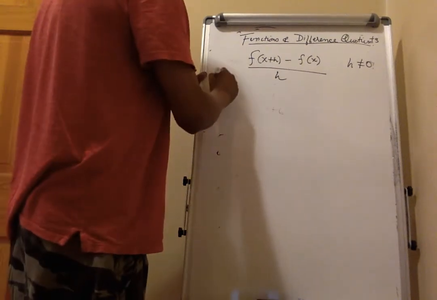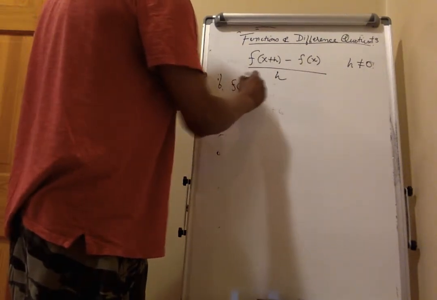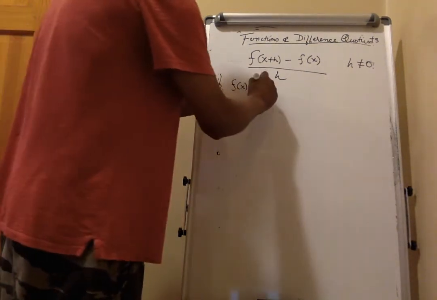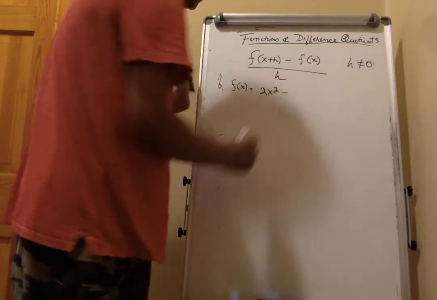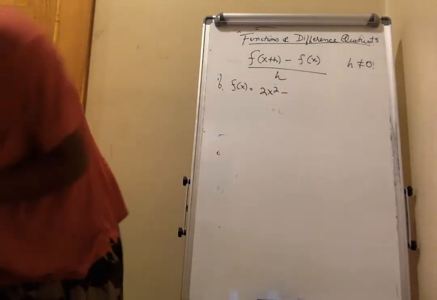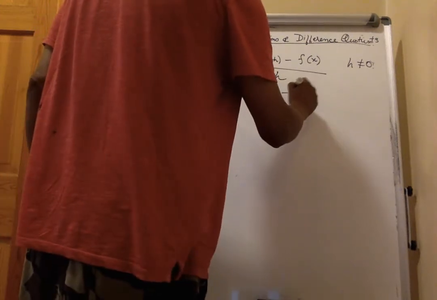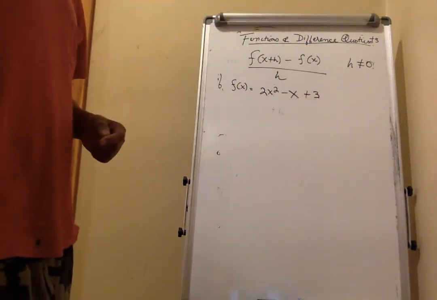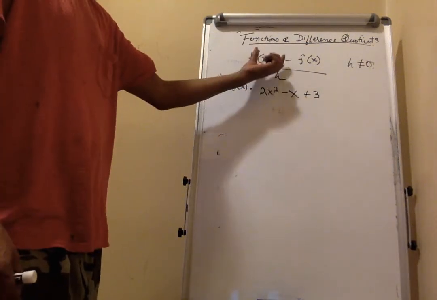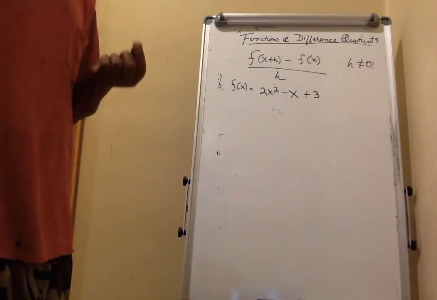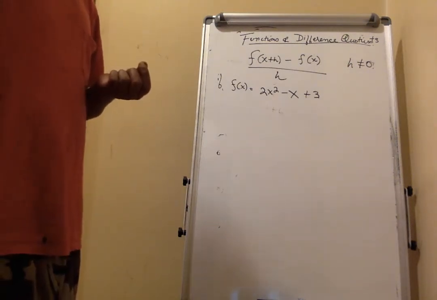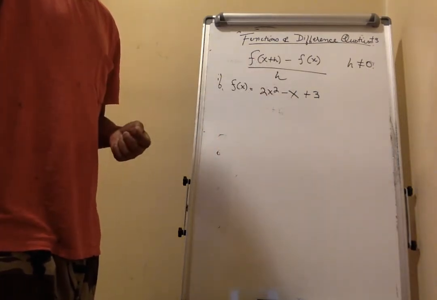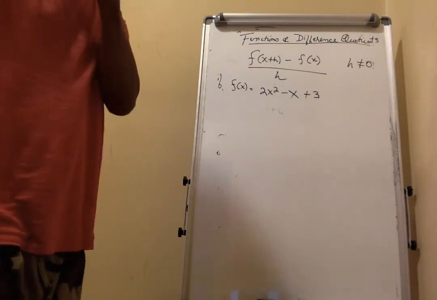If f of x is equal to 2x squared minus x plus 3, and you are asked to find the difference quotient, meaning what? You are going to plug this into this. In other words, it's also making us think what is the slope of f of x equals 2x squared minus x plus 3. That's what we mean by difference quotient. Okay?